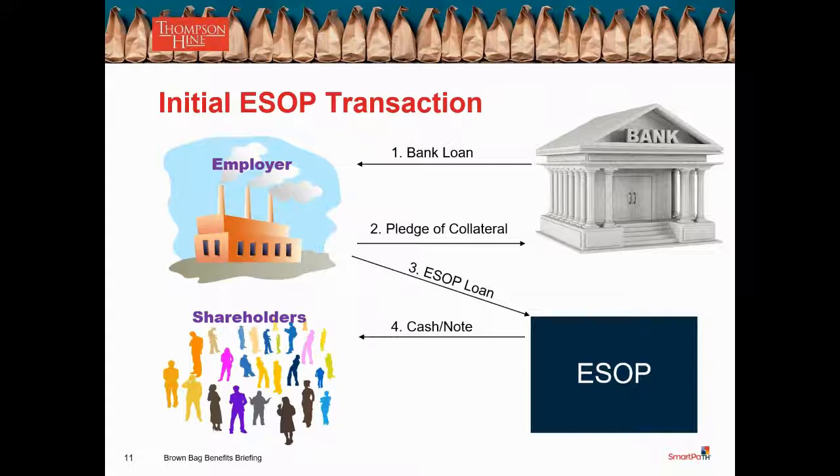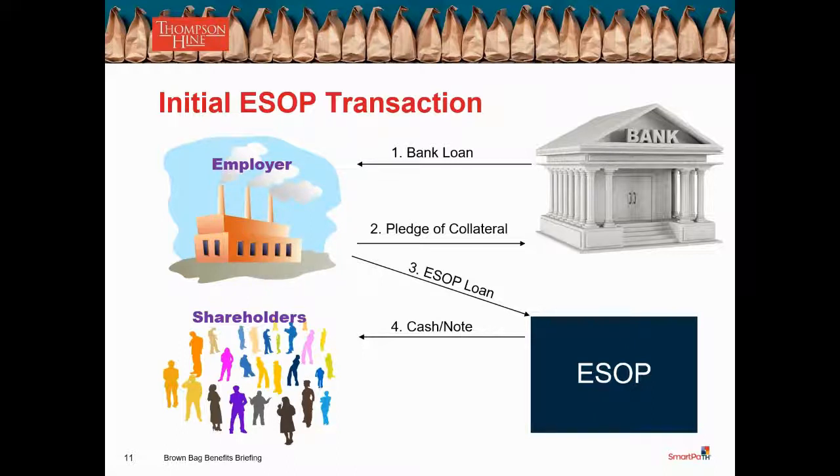Now, as you can imagine, a bank's probably not going to lend 100% of the value of a company directly to the employer for this transaction. So we end up seeing banks lend somewhere between 20 and 40% generally, sometimes different, to the employer. So that 20 to 40% goes from the bank to the employer, employer to the ESOP, ESOP to the shareholders. But we still have a delta there. We're still missing somewhere between 60 and 80% of the value of the company. So the shareholders often at that point also take a note from the ESOP.